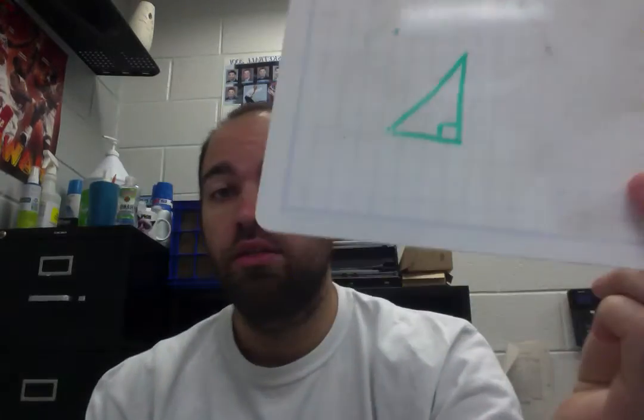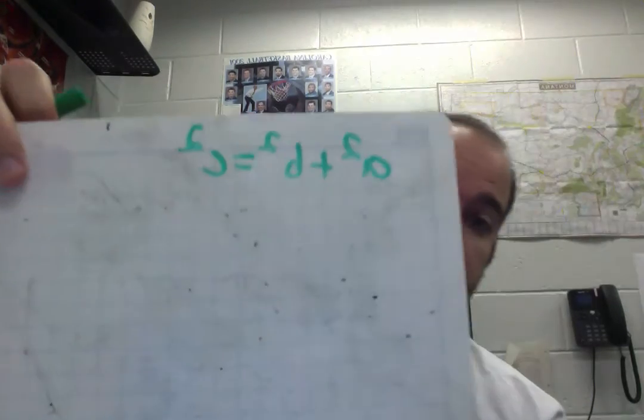So I'm going to be going over the stuff that we're going to do next week, which is going to be right triangle trigonometry. So a right triangle, in case you have already forgotten, is going to look like this. Okay. So we are going to be looking at the Pythagorean theorem, a squared plus b squared equals c squared.